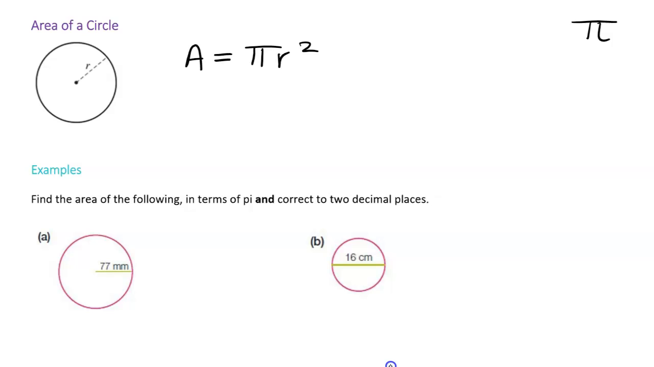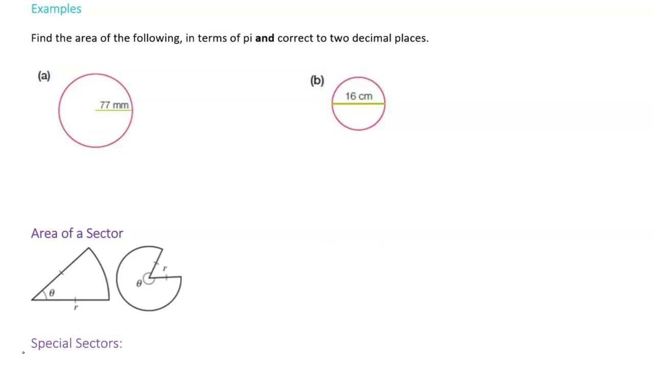So that's why it's so important to be careful that you read the question. It's asking about the area, but also that you write A equals at the start, because that will tell your teacher what you're doing, but also help prompt your brain about what kind of formula that you want to use. For these examples, we want to find the area of the following in terms of pi, practicing that skill that we did in a previous lesson, but also correct to 2 decimal places. So let's have a go at that.